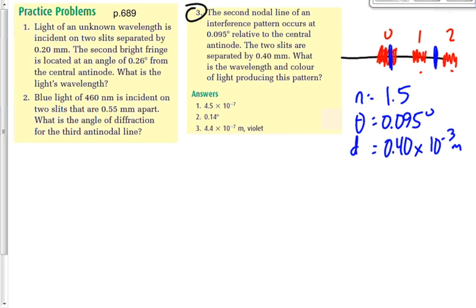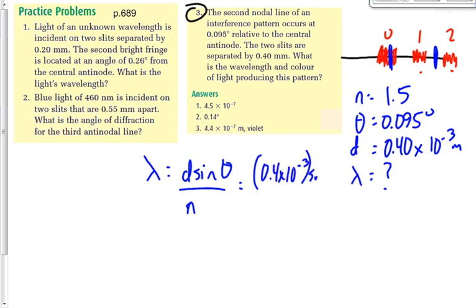We want to find the wavelength and the color. We're not going to panic so much about the color. We do want to determine whether it's visible light or ultraviolet, but we're not going to worry so much whether it's violet or indigo. We're going to say lambda here is equal to d sine theta over n. D, with 0.4 times 10 to the minus 3, times sine 0.095, over n, which was 1.5. When we solve for lambda there, I think we should get 4.4 times 10 to the minus 7 meters.